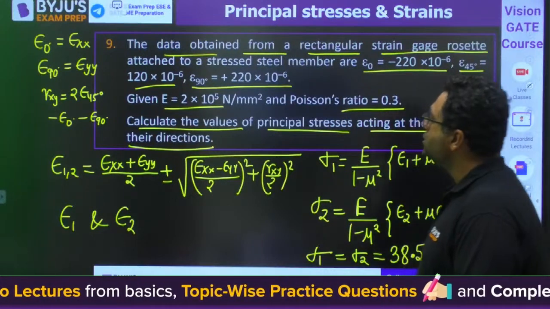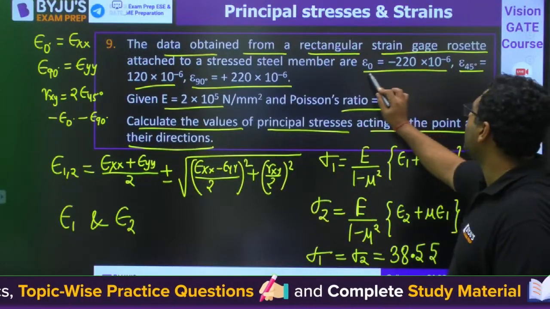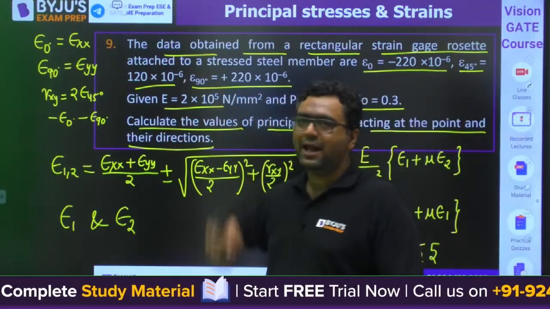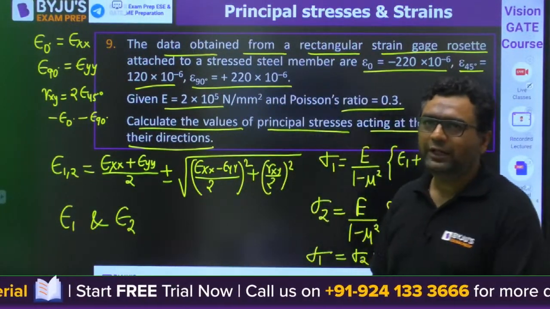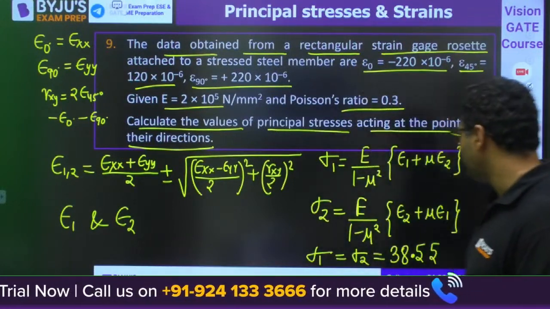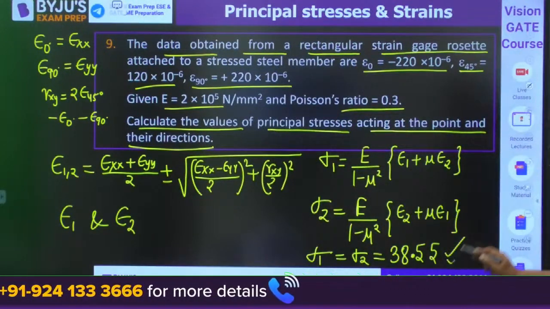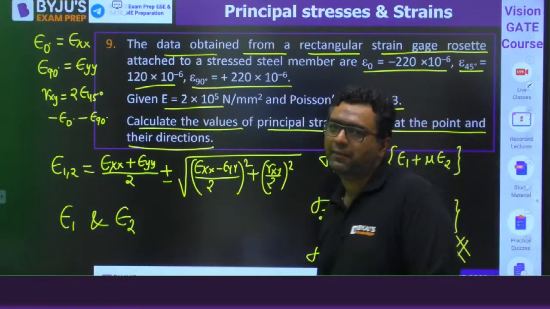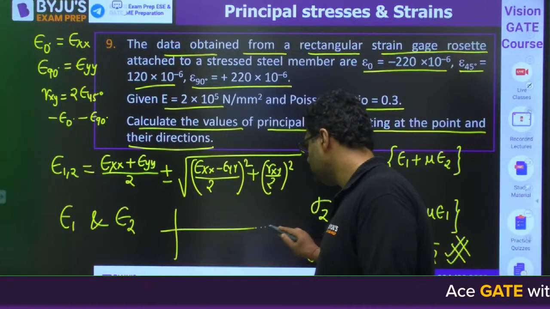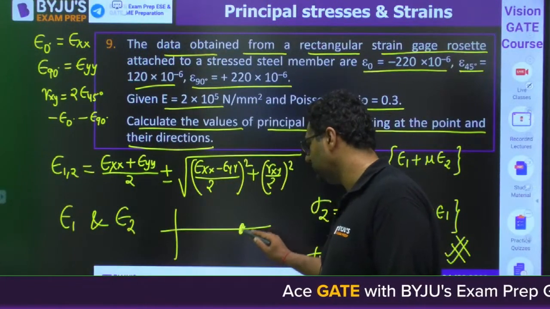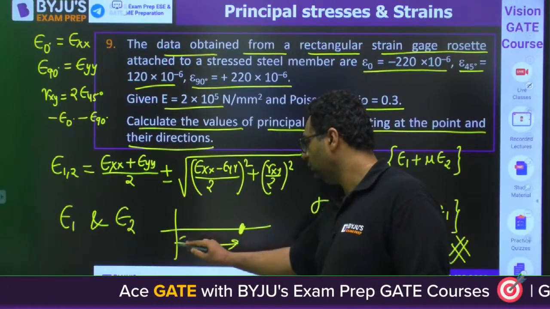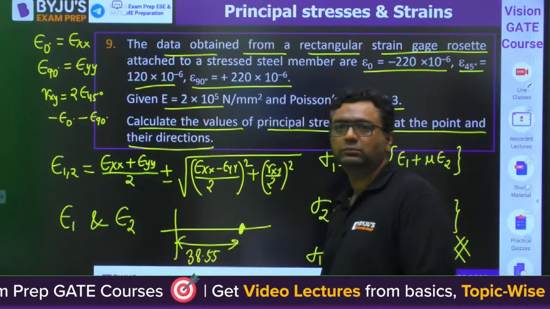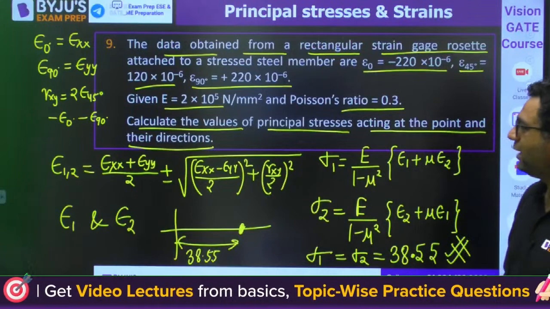Okay. So you can see epsilon 0, epsilon 45, epsilon 90 are given to you. You need to use these formulas and the answer will come out to be 38.55. So this is the case when Mohr circle will become a point. This is that case. Everybody is aware? Wonderful, guys.